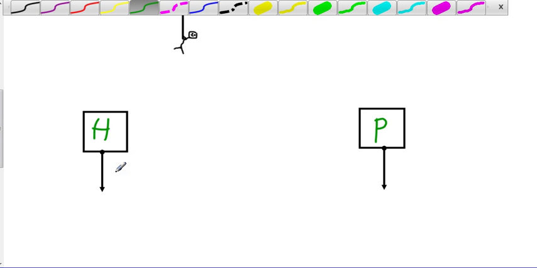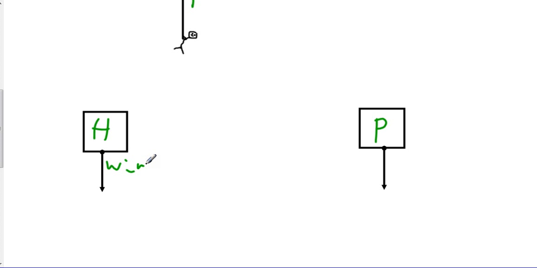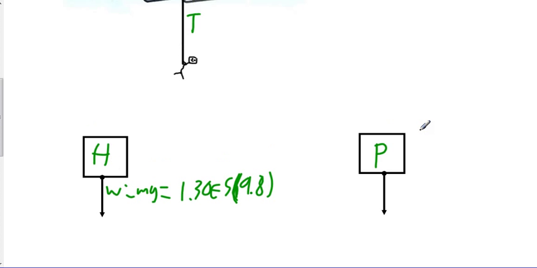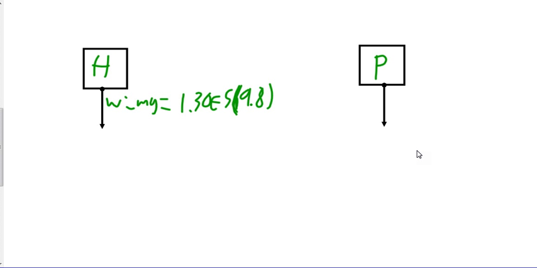In this case, the weight is the mass times gravity, which is going to be equal to 1.30 times 10 to the 5th kilograms times 9.8. For the person, I believe it was 50 kilograms. Yes, 50 kilograms. So it's going to be 50 times 9.8. And that means that this is going to be equal to 127,400 newtons. And this is going to be equal to 490 newtons.